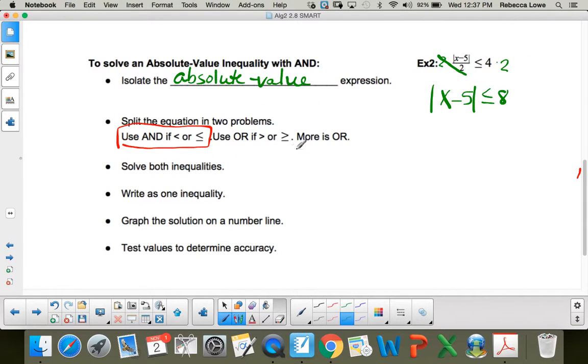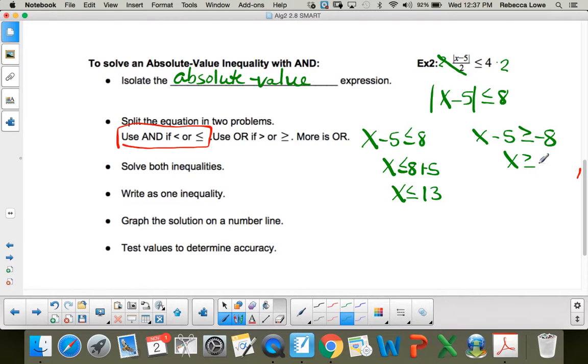Now I'm going to split the two equations. I'm going to write it the way I see it with the less than or equal to 8, and then I'm going to flip the inequality sign and negate. This is where people make the mistake. Write it the way you see it, then write the left side again, flip the inequality sign, and negate. Then you want to solve both inequalities. This will give you 8 plus 5, x is less than or equal to 13. This one will give you x is greater than or equal to negative 3.